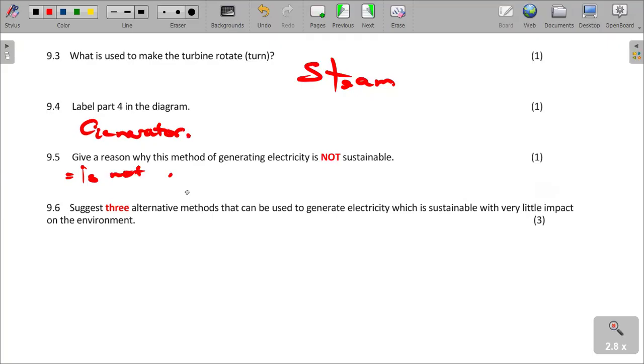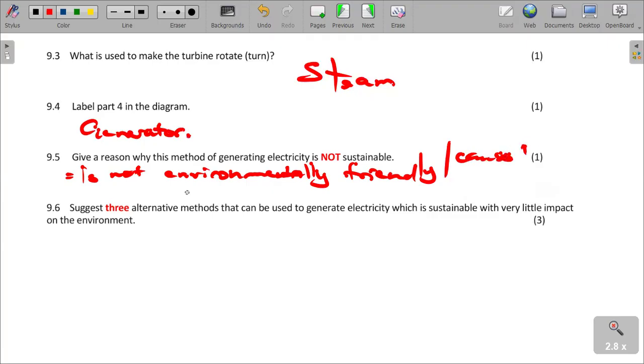It is not environmentally friendly. You are saying it causes too much air pollution, which results in environmental degradation.